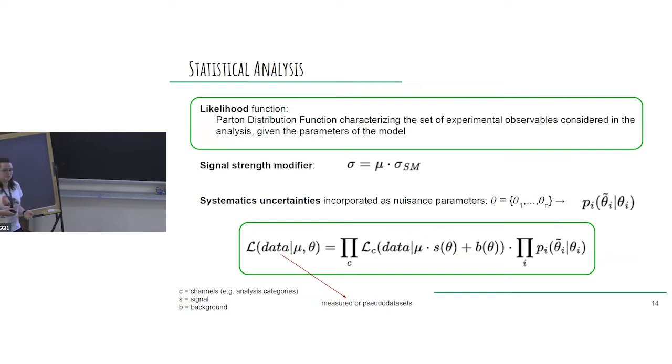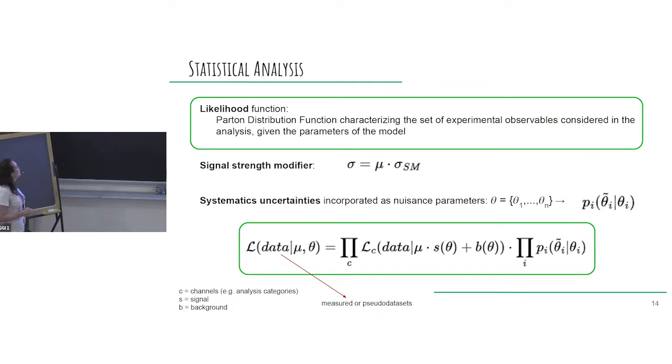So just a quick parenthesis on something that might be useful for the next part of the talk. The statistical analysis that we perform: basically, we have this model, and what we do is test the data that we collect at the experiments against this model. And the way it's done is performing a statistical analysis. For each analysis, we define a likelihood function as the probability density function. Sorry, I have to fix it. The probability density function that characterizes a set of experimental observables that is considered in the analysis given the parameters of the model.